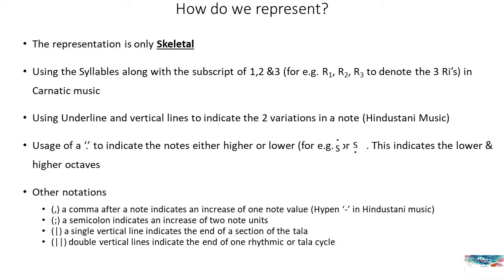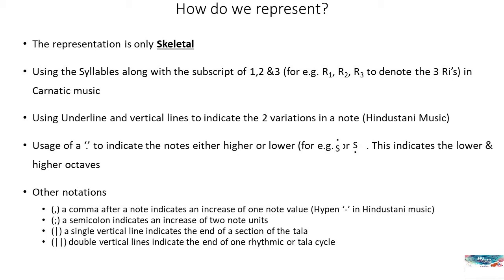As you see in the slide, we use subscript numbers to indicate the variations in the 5 notes: Re, Ga, Ma, Da and Ni. In Hindustani music, the variations of these notes are represented by an underscore for each of these notes. The octave position is indicated by dots placed either above or below the notes.